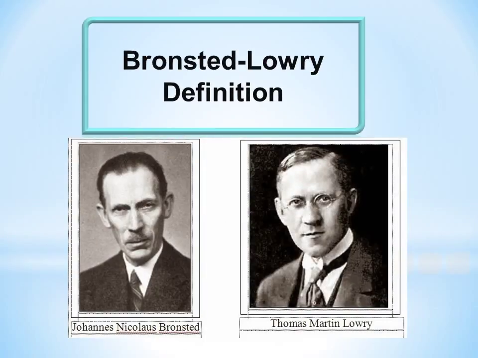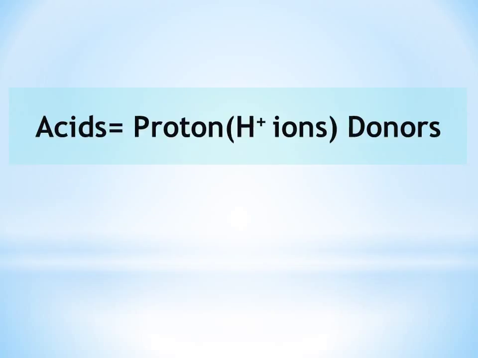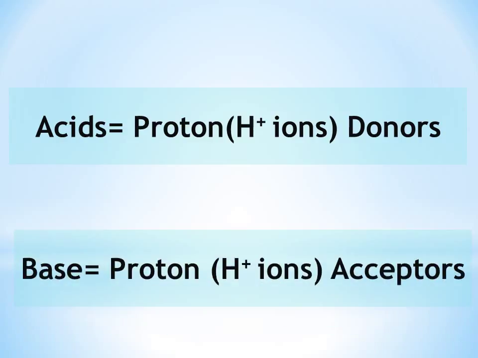Now, the second, and probably the most widely applicable definition of acids and bases, is called the Bronsted-Lowry definition. It was introduced in 1923 by Johannes Bronsted and Thomas Lowry. Basically, they describe acids as proton donors or H plus ion donors, and bases as H plus ion acceptors.